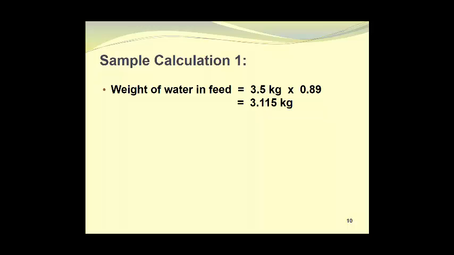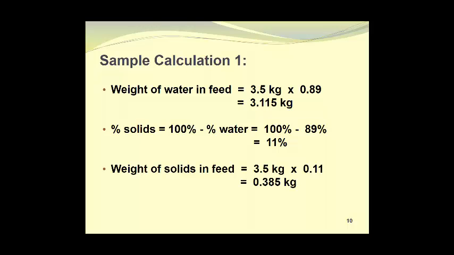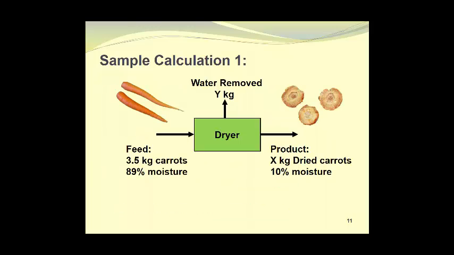Throughout these calculations, I will be carrying extra decimal places, so please do not get too hung up on this or the number of significant digits. The percent solids will be equal to 100% minus the 89% water, which leaves us with 11% solids. The weight of the solids in the feed is going to be equal to the weight of the feed material, 3.5 kilograms, times 11% as a decimal fraction, and that gives us 0.385 kilograms of solids going into the dryer. So we can now put these values on our diagram, and they will be shown in the bottom left-hand corner in red.